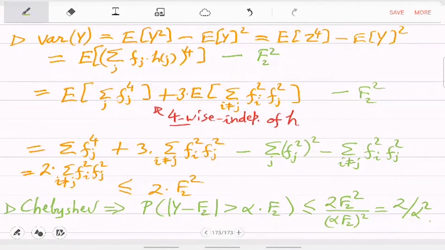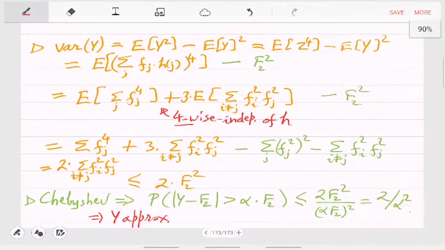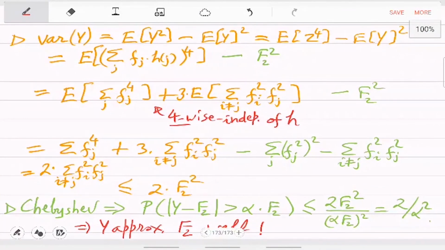Okay, so this is again going in a very good direction. It is telling you that you will have an approximation for f2. So, this means that y approximates f2 well, right. So, now we have guarantees, and the guarantee you can improve further as we did before. You can improve it further by running this algorithm independently and simultaneously.